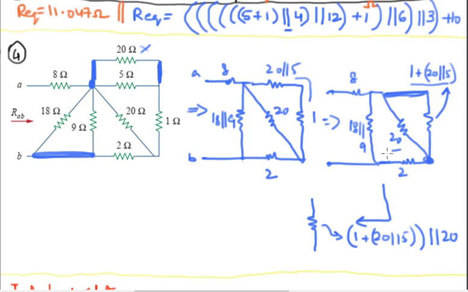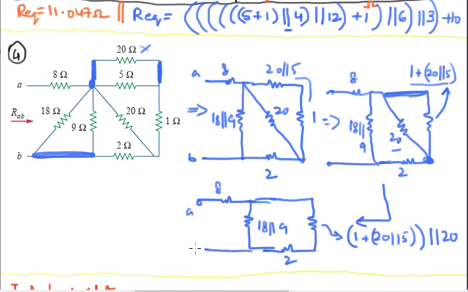Okay, that's one thing. I think there is no more simplification left. So at the top you are going to have nothing, at the bottom you are going to have 2 ohms, and this vertical one is actually 18 parallel 9. You cannot also solve this at the moment, and at the top it's 8 ohms. So this is how the circuit looks like at this stage.